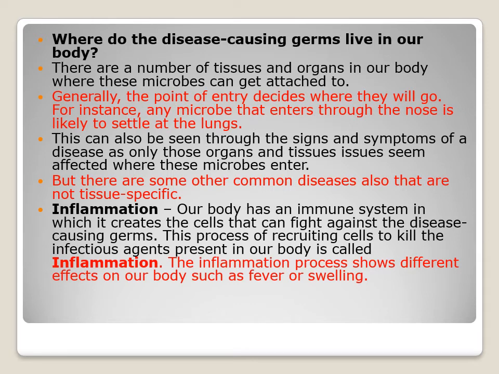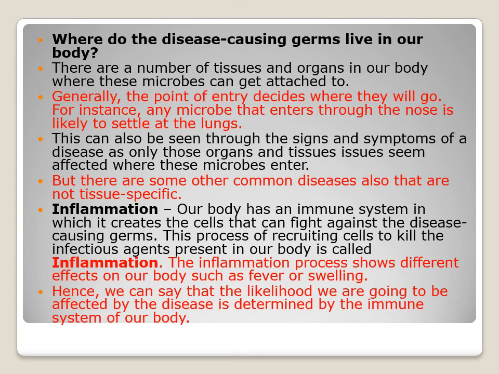For example, inflammation. Our body has an immune system where the cells can fight against the disease-causing germs, the immunity. The process of recruiting cells to kill the infectious agents is called inflammation. There are various signs of this inflammation such as fever, swelling, or redness of certain parts. Hence, we can say that the immune system of our body is determining the effect of the disease.